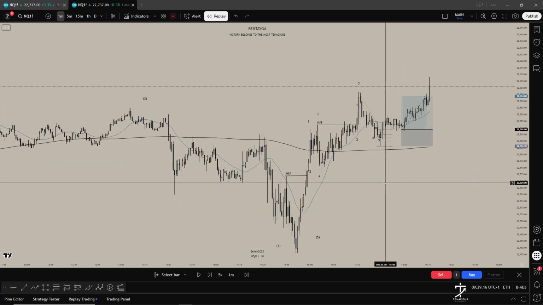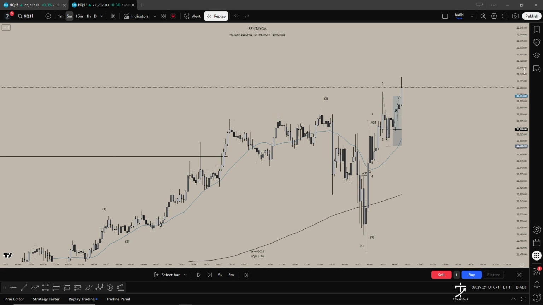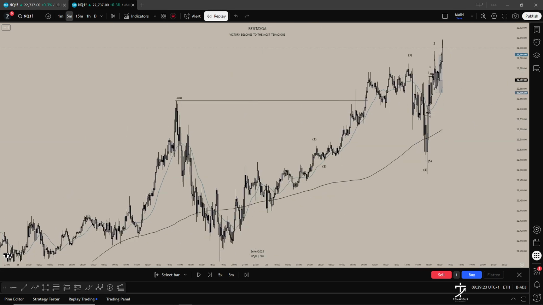And that's technically an A-star setup. Why? Because if I go back to my 5 minute, obviously we had a bigger zone. So let me just get my checklist out, guys.